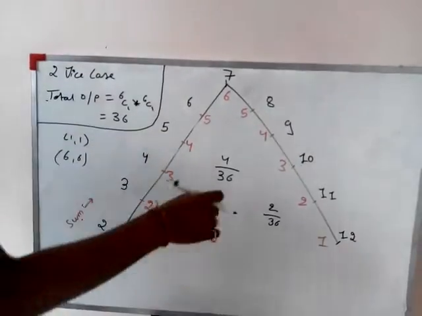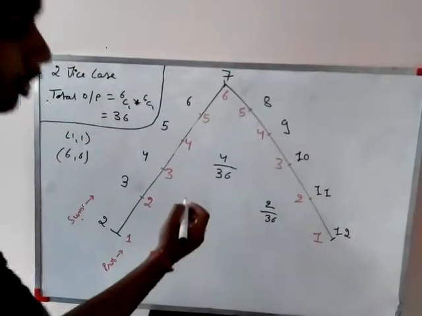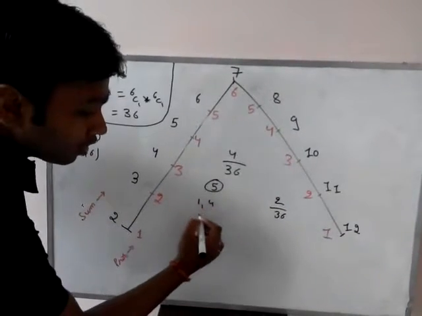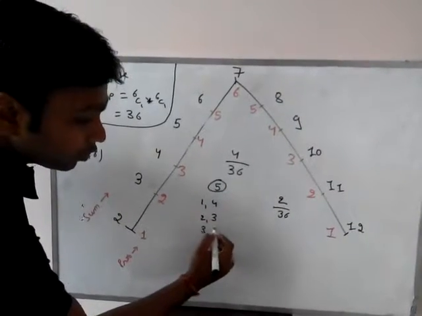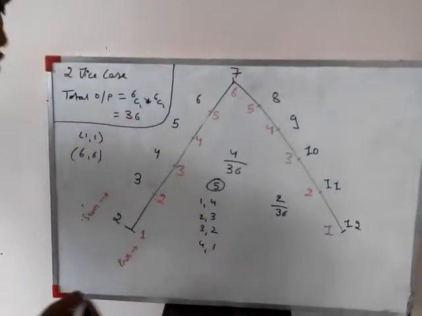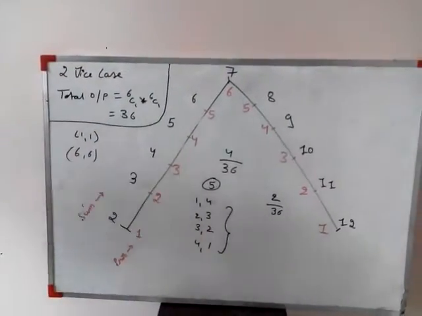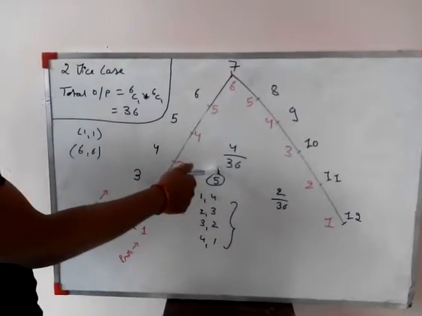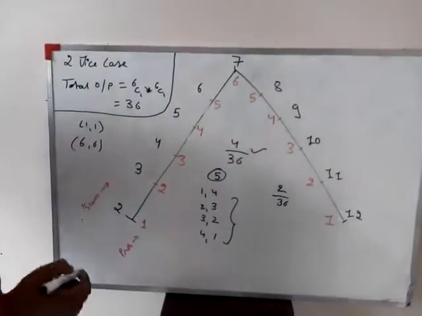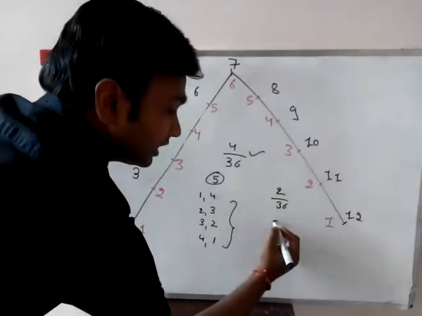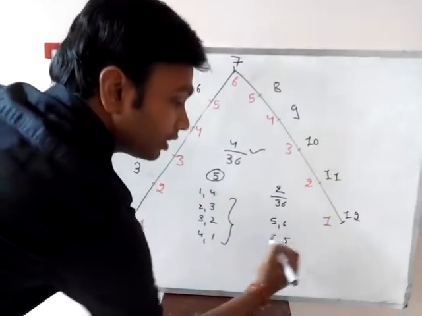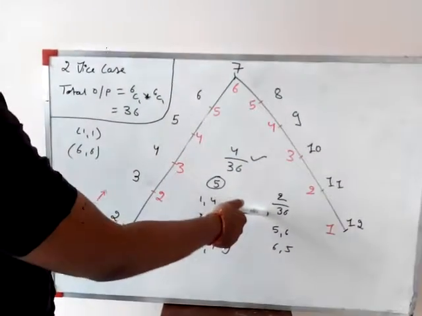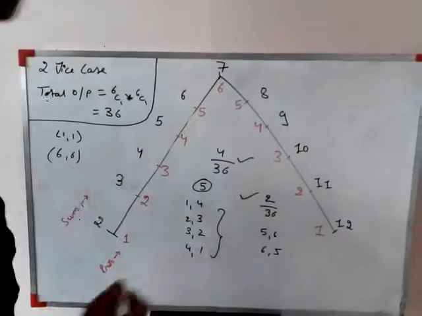Now let us check whether these answers are correct or not. When I was talking about the sum as 5, my possible cases were 1,4; 2,3; 3,2 and 4,1. So I had 4 feasible cases out of total 36 cases. So my probability is simply 4 by 36. So it's correct. Check for 11. The only possible cases are 5,6 or 6,5. So only 2 possible cases are there. Total number of cases again is 36. So my probability is 2 by 36.